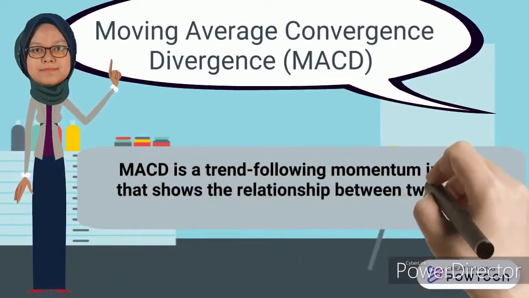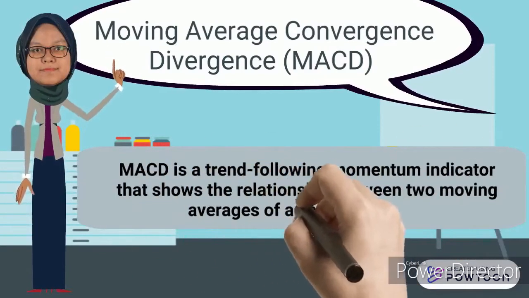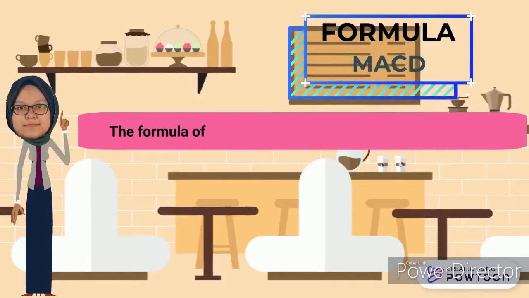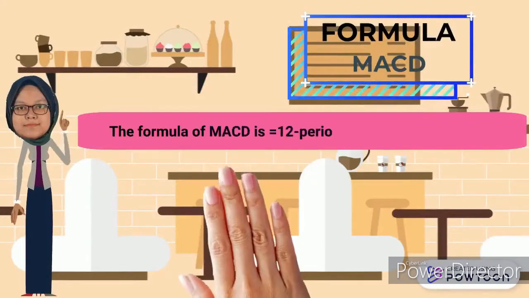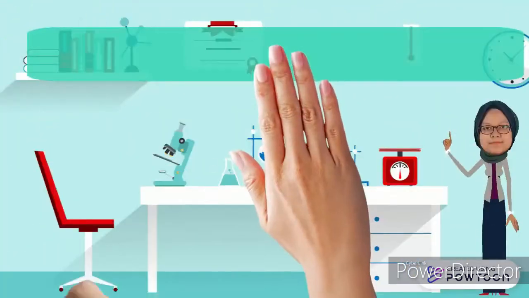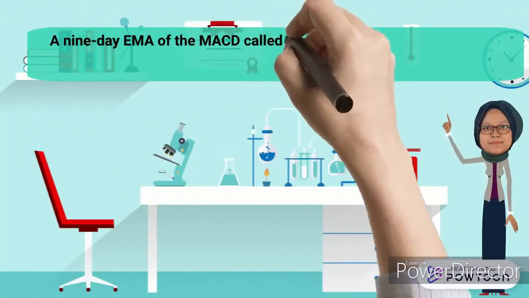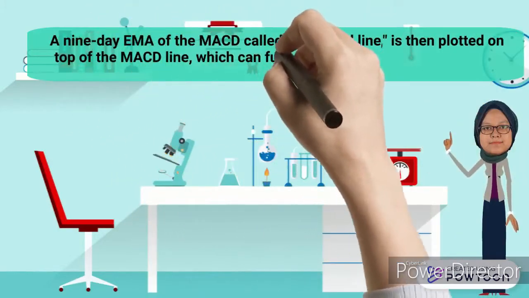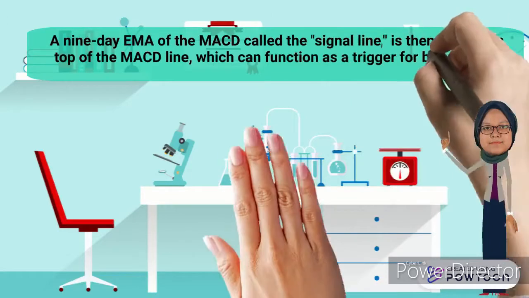MACD is a trend following momentum indicator that shows the relationship between two moving averages of a security's prices. The formula of MACD is 12-period EMA minus 26-period EMA, and the result of that calculation is the MACD line. A 9-day EMA of the MACD, called the signal line, is then plotted on top of the MACD line, which can function as a trigger for buy and sell signals.